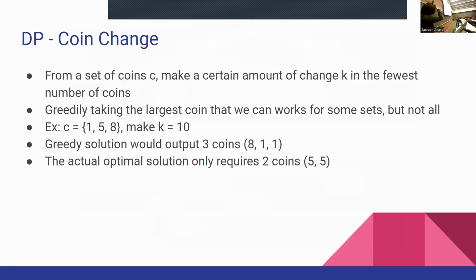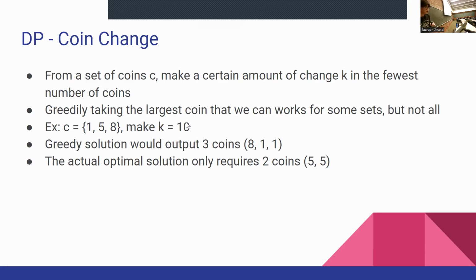So moving on to another problem, a little more advanced, that we can solve with DP. If we have a set of coins C, we want to make a certain amount of change, K, in the fewest number of coins. We want to use few coins if we can. So you might initially think that we can just greedily take the largest coin that can fit, which works for some sets, but it doesn't work for all.